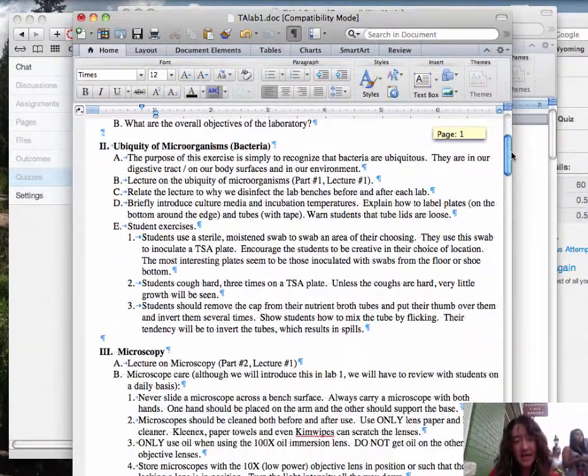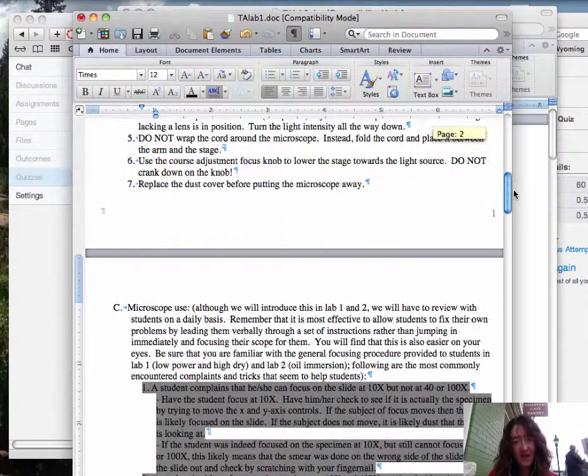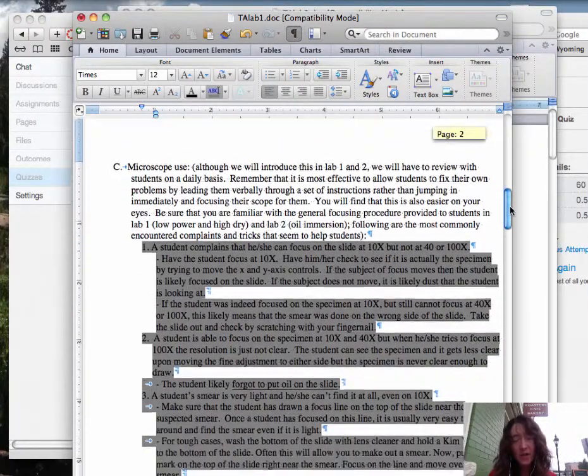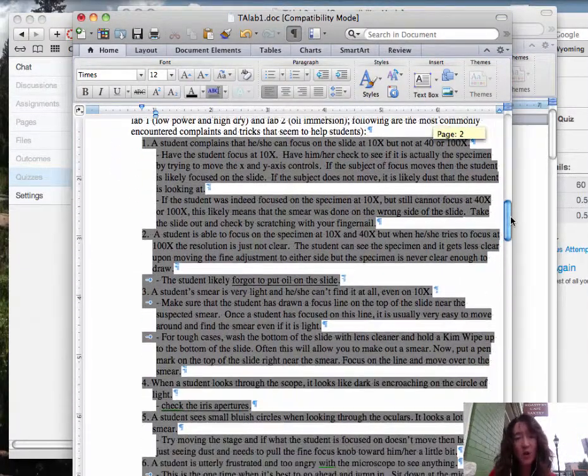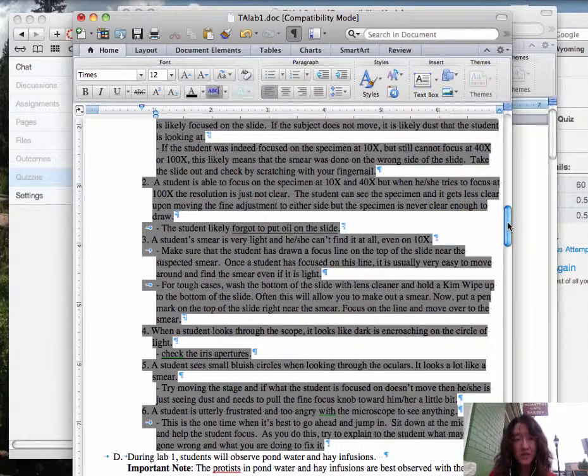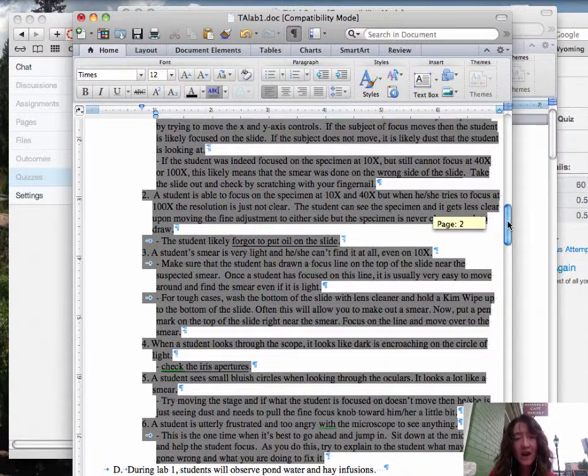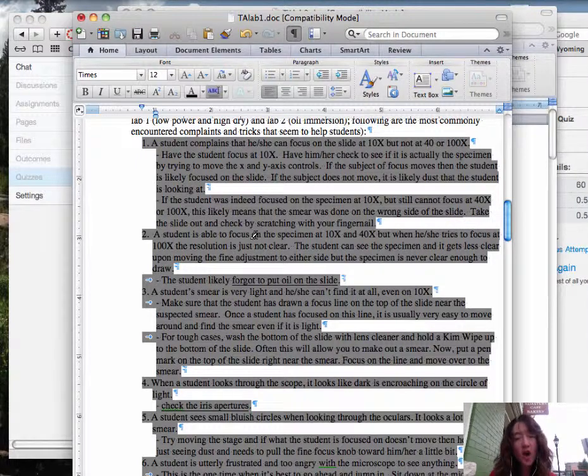But one of the things that is hard with that is the fact that students are really just learning, and a lot of them have had no contact with the microscope before. So down here, highlighted in gray, are some suggestions for how to work with students when they're frustrated or having trouble seeing in the scope. These are common issues that we deal with. For example, sometimes a student will complain that they can focus on the slide at 10x but not at 40x or 100x, and usually this means they have the slide upside down. So these are just tidbits that we're going to talk about here.